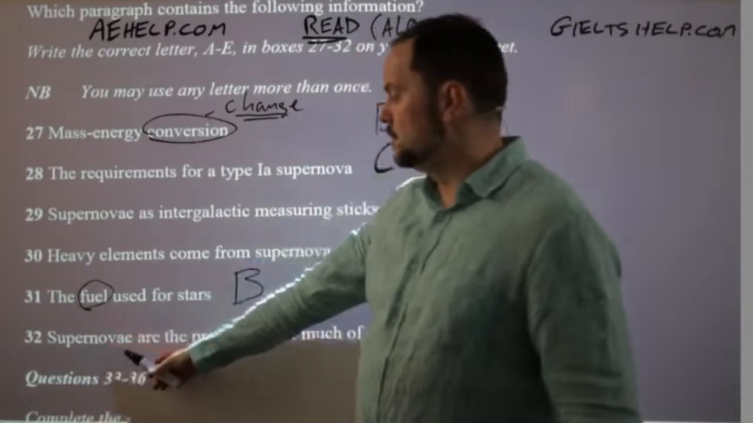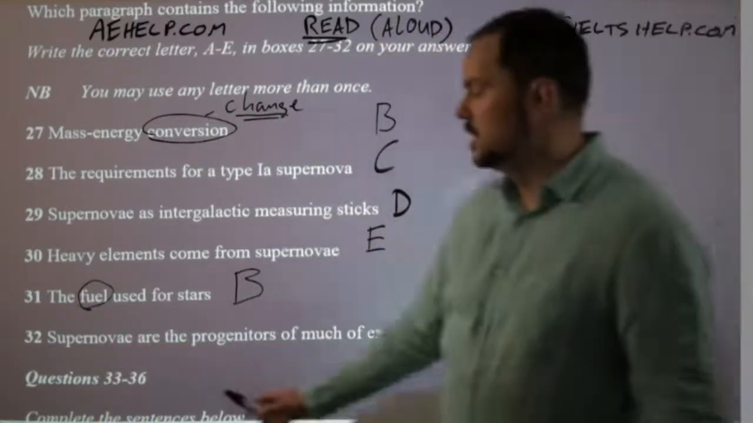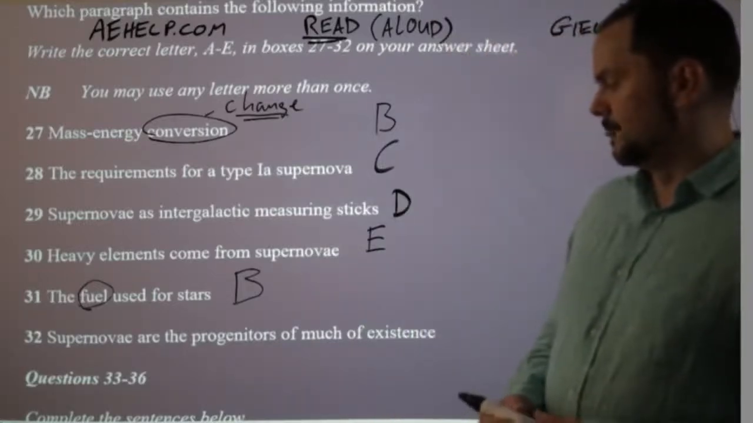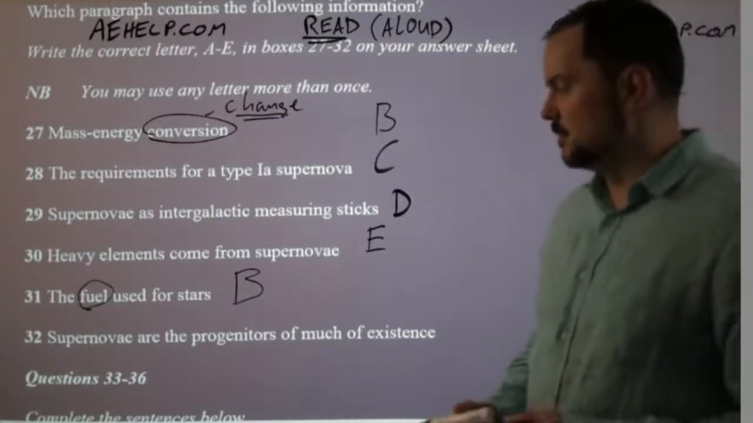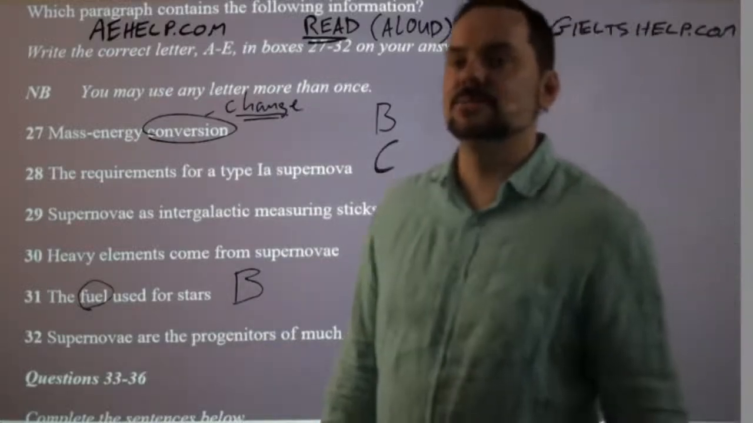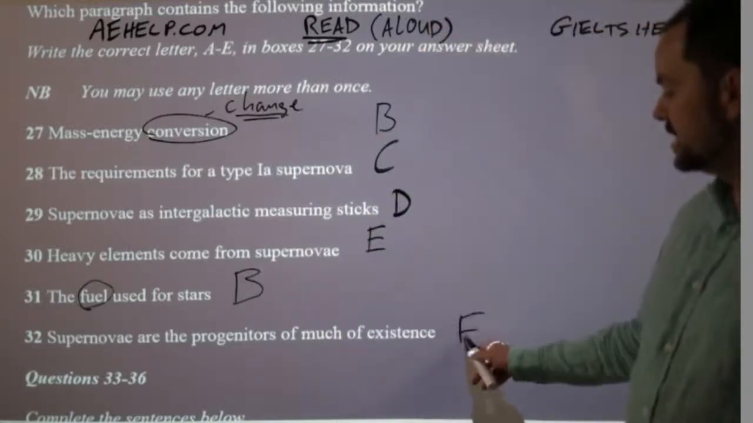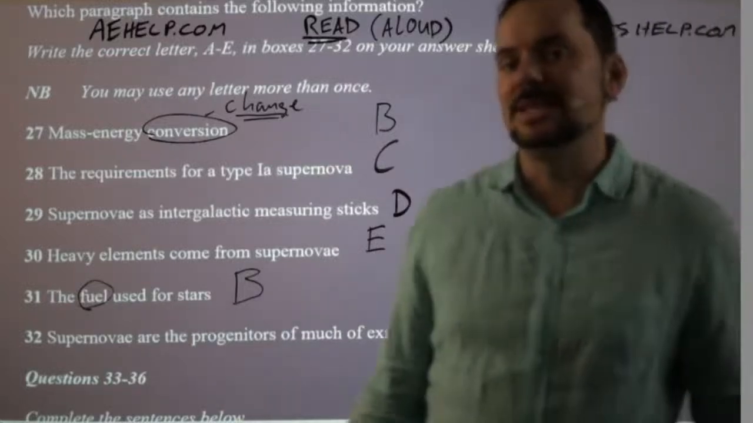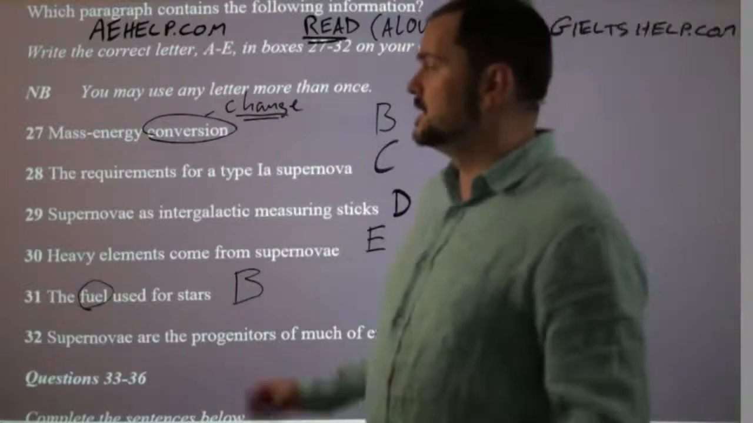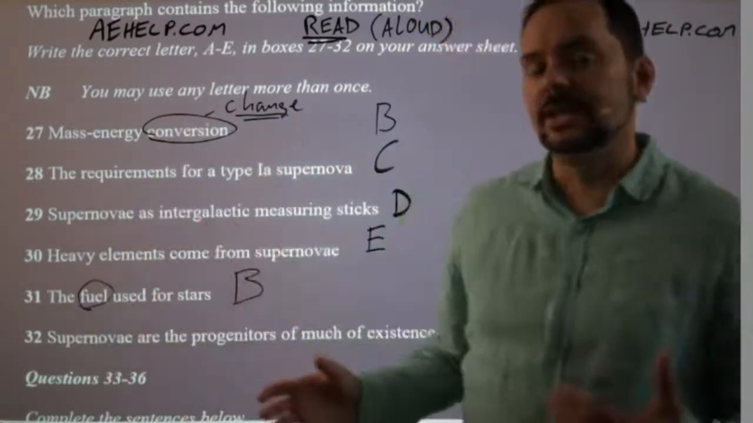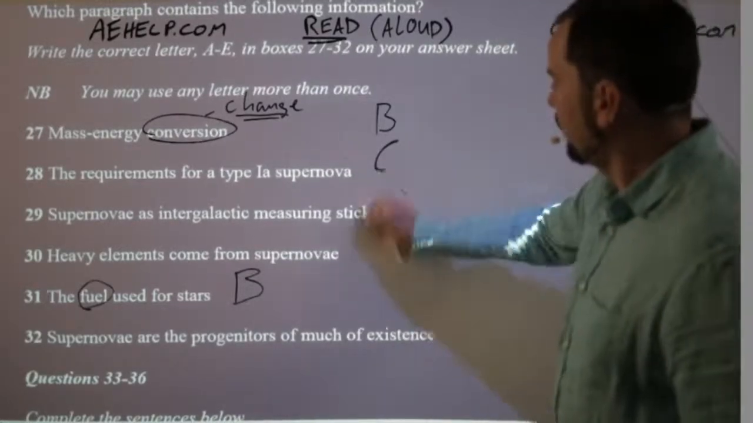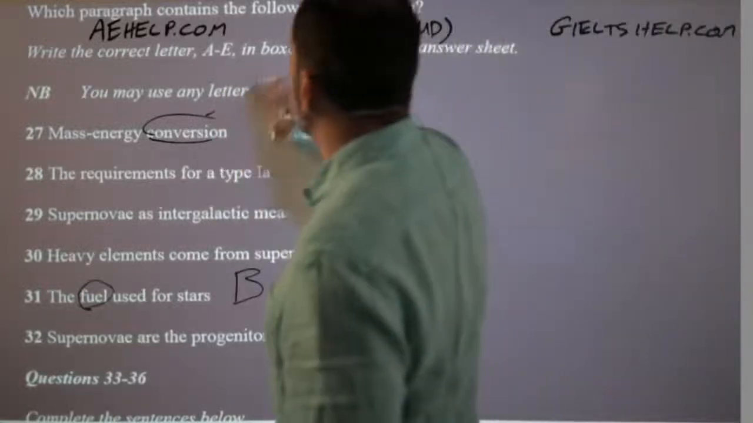All right, number 32, supernovae are the progenitors of much of existence. So supernovae are kind of the source of much of life on Earth, the sun, the planets, and much of what we see in the universe. So supernovae are the progenitors of much of existence. David says the last one is E again. Yeah, so that's that same paragraph, right? It says heavier elements and most of what we see in our universe probably come from supernovae. Very good. All right. So I'm sure you can see, members, that when you read this passage clearly, this becomes a lot easier to do, right? Okay, let's keep going.